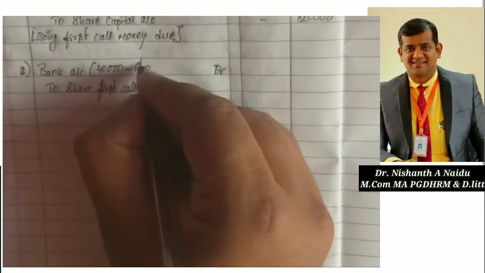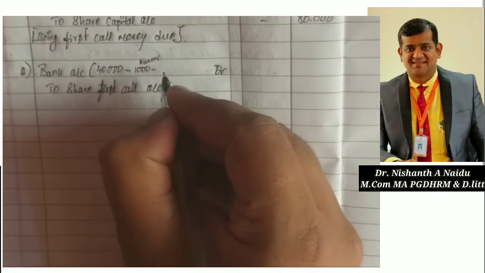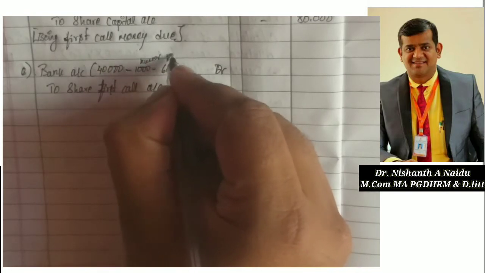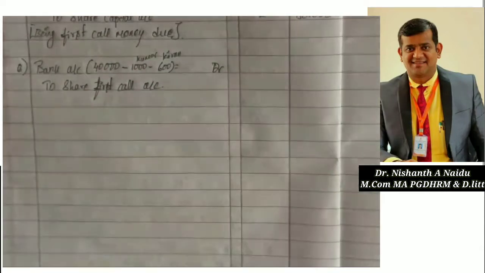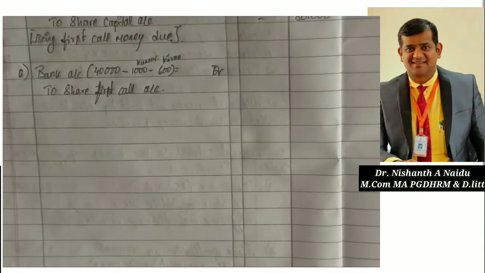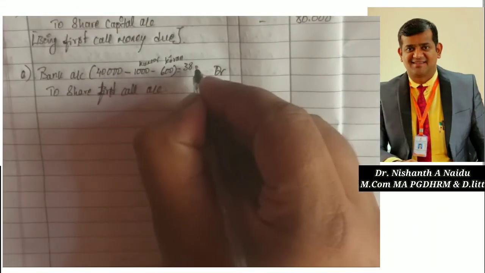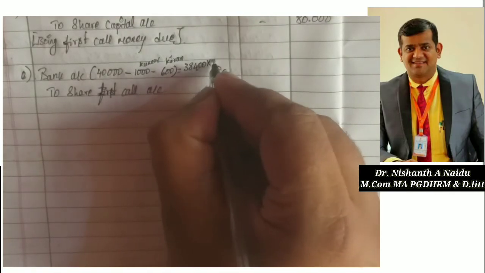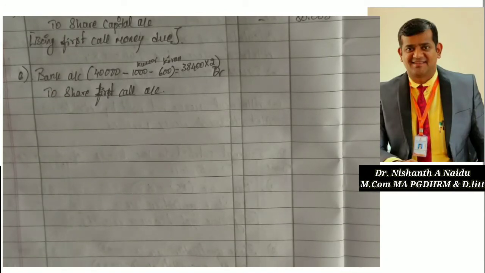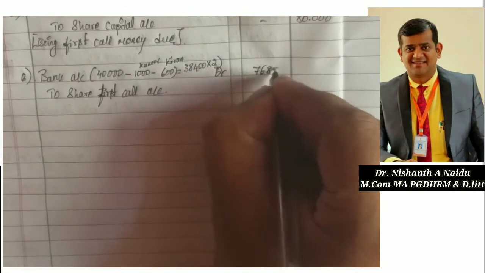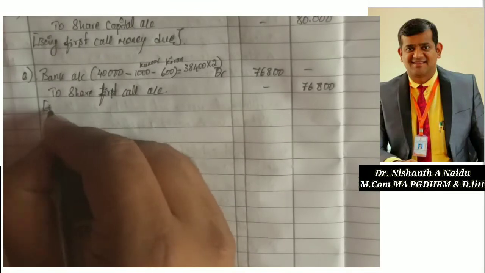That is held by Mr. Kumar. Then Mr. Kiran is the holder of how many shares? 600. Mr. Kiran failed to pay 2 calls, they said. So what is the difference then? 40,000 minus 1,000 minus 600, that is 38,400 into 2. So now calculate 38,400 into 2. 76,800 rupees we have received.